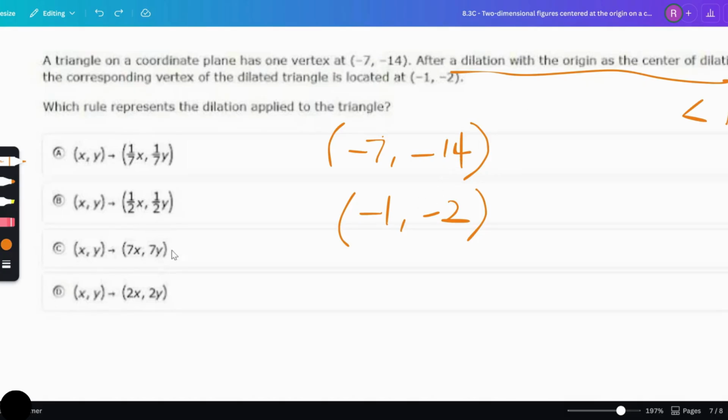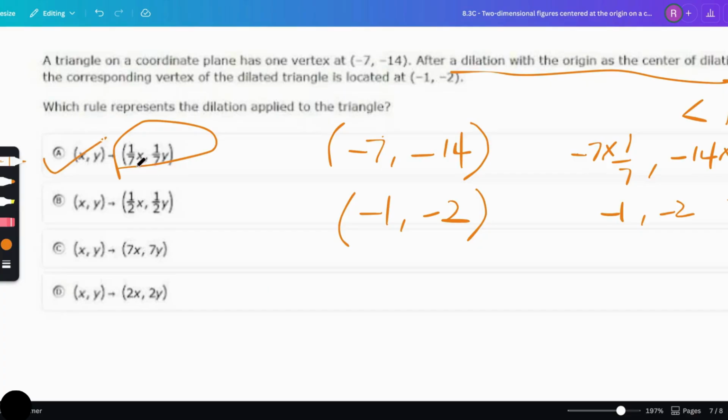Okay, so let's see which rule represents the dilation applied to the triangle. Let's first try the first one, 1/7. So let's dilate by 1/7. -7 times 1/7, comma -14 times 1/7, will give -1, comma -2. So A is the correct option.